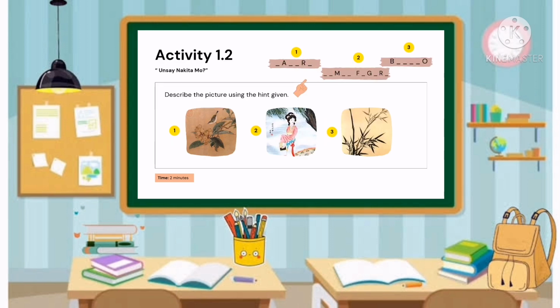Please share your answers of Activity 1.1 to my Messenger. I am excited to check on what you have done. For now, let us continue with Activity 1.2.